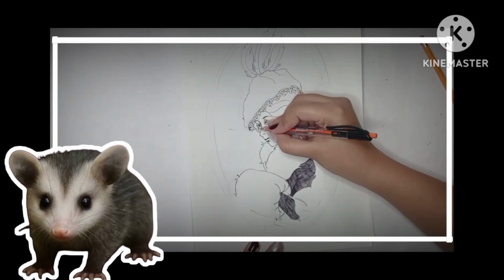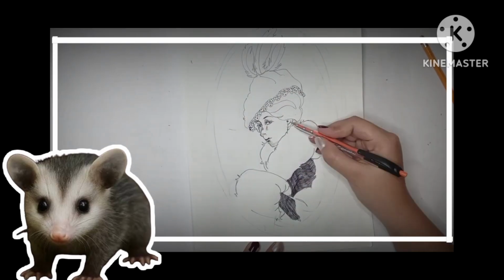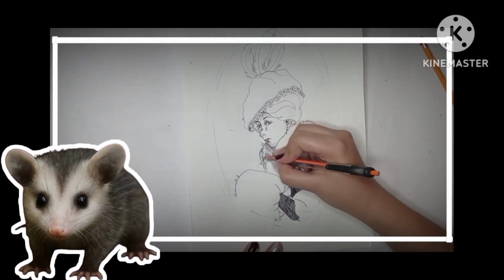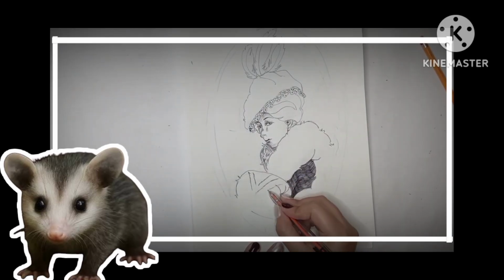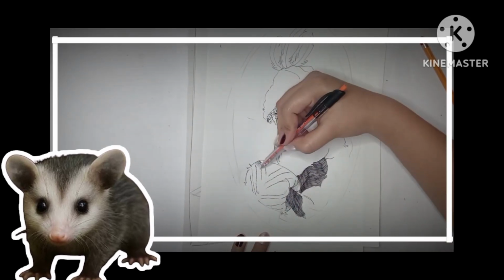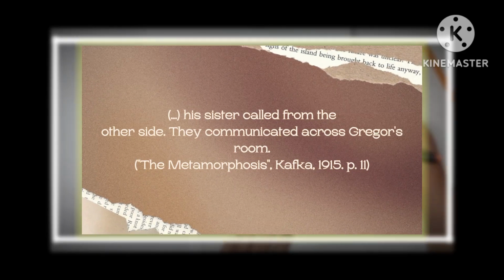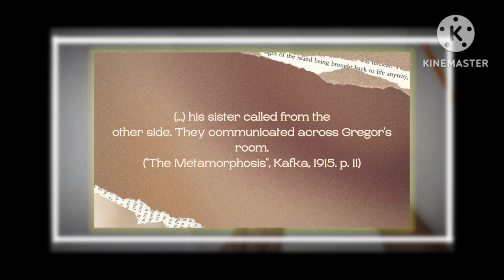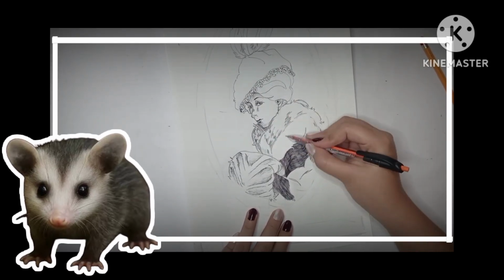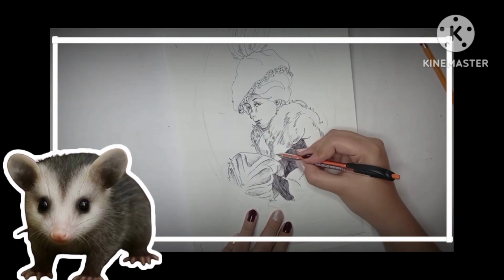But if we use common sense, we can conclude that this door cannot share the same wall with the living room door nor the window. As a result, we believe that Grete's room door is in the opposite wall of the window and next to the bed. His sister called from the other side. They communicate across Gregor's room. With this one, we can reaffirm the idea that both doors cannot share the same wall.